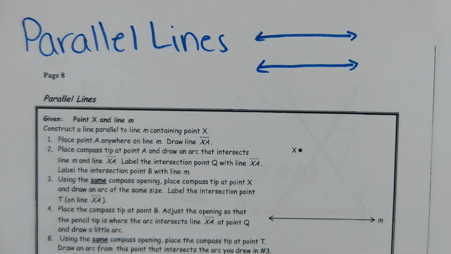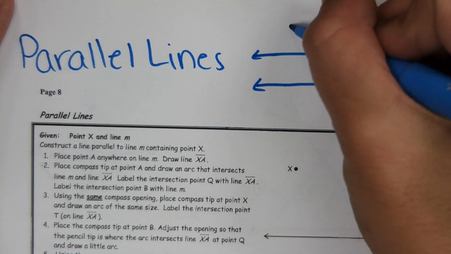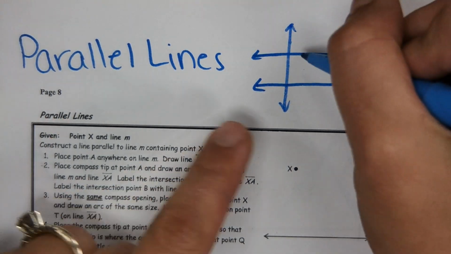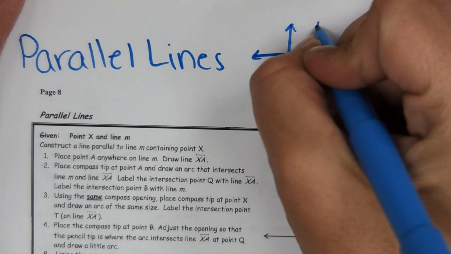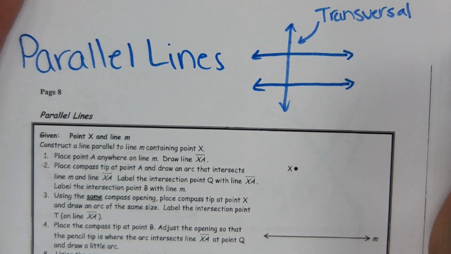With parallel lines, something that comes up in one of the upcoming chapters, we are introduced to what's called a transversal. A transversal is a line that intersects both of those parallel lines. And a transversal is used to help prove lines are parallel.